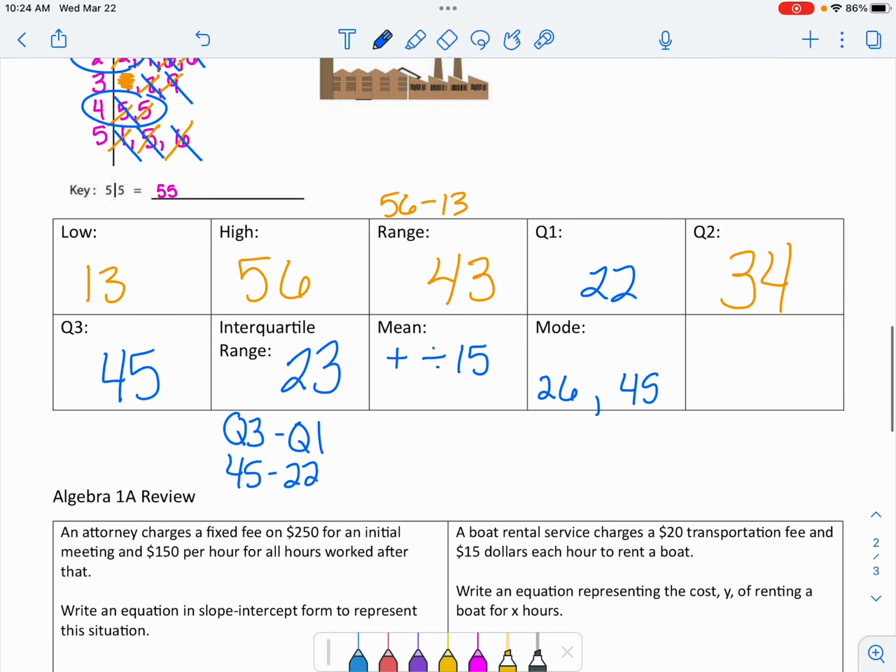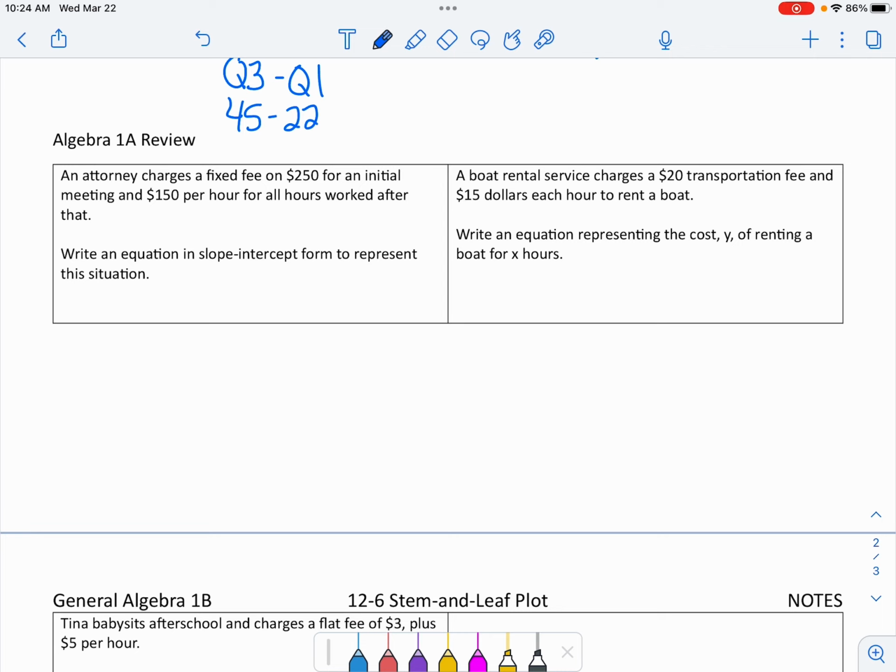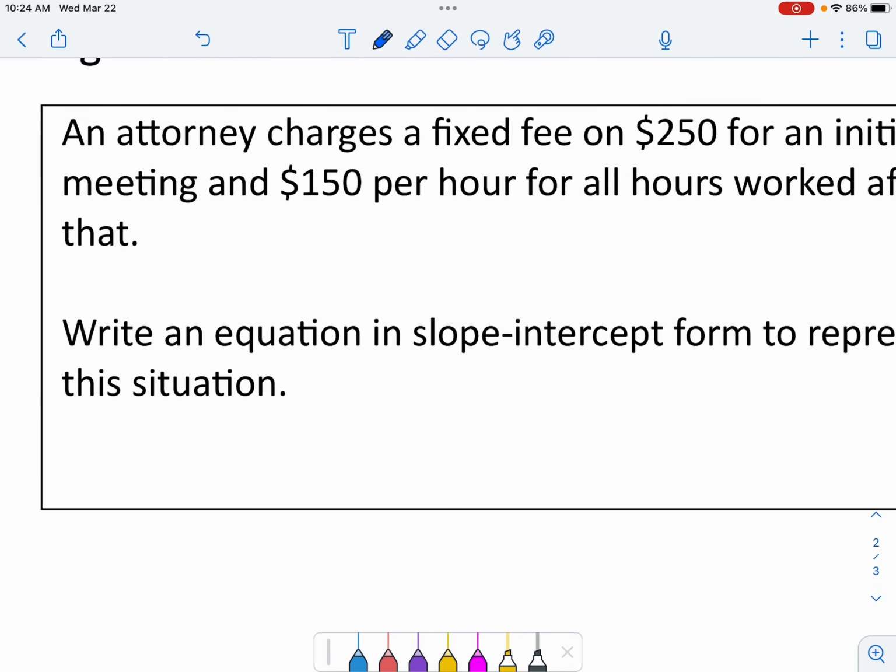Good job. And then the algebra review, I think there's 3 of them. So I want you to be able to write an equation. An attorney charges a fixed fee of $250 for an initial meeting and $150 per hour for all the hours after that. Write a slope-intercept equation that represents this. I can do it for you, or does anybody have a guess? A slope-intercept is y equals mx plus b.